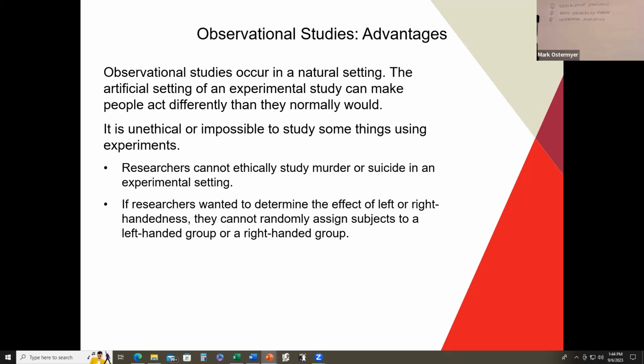All right. Now, sometimes observational studies, ladies and gentlemen, are not really practical. For instance, if you're trying to study murder or suicide, you're not going to stand there or sit there and watch somebody kill themselves or commit suicide. It's considered to be unethical, right? So that's not very practical in that situation, right? So observational studies do have limits.